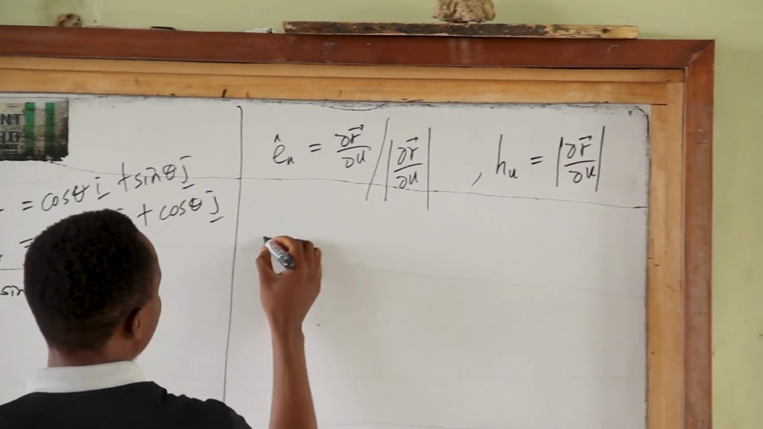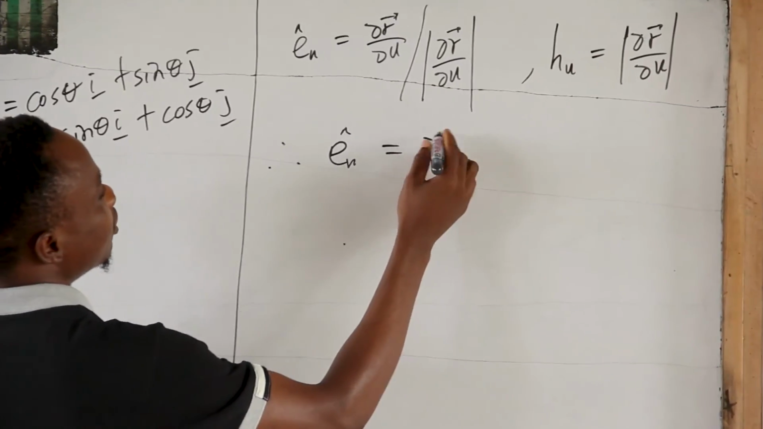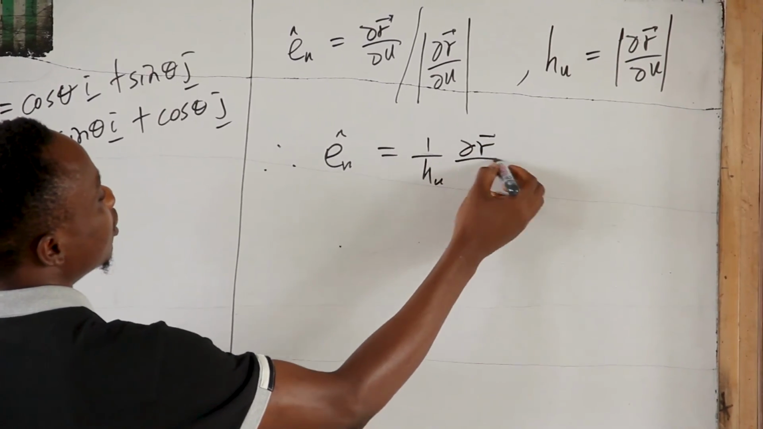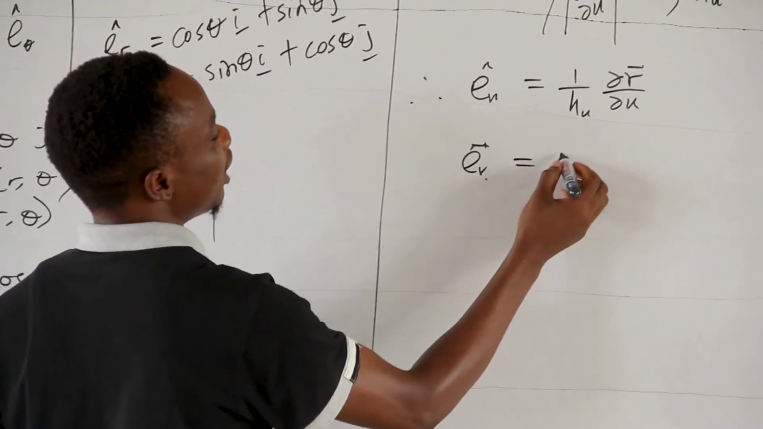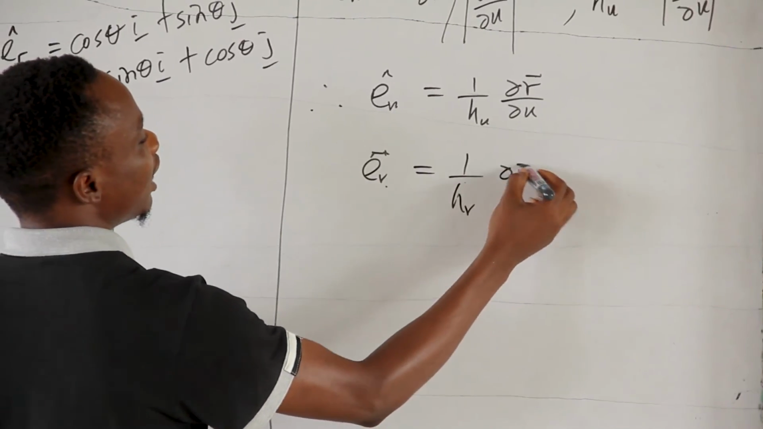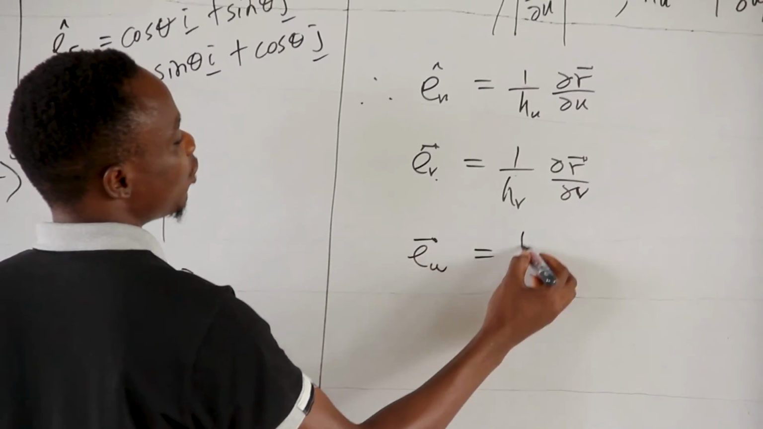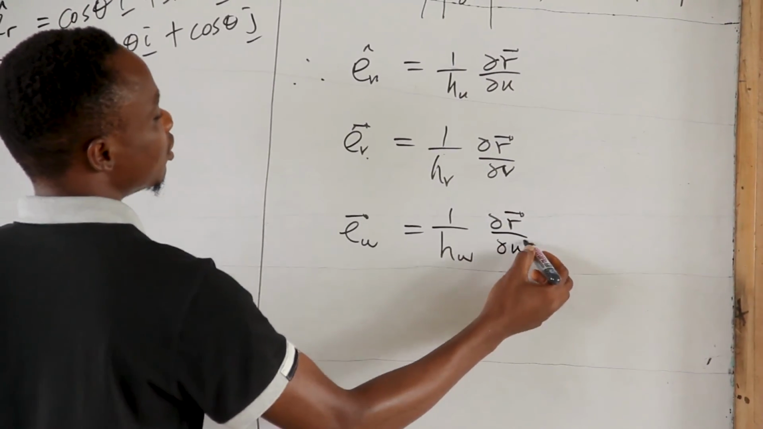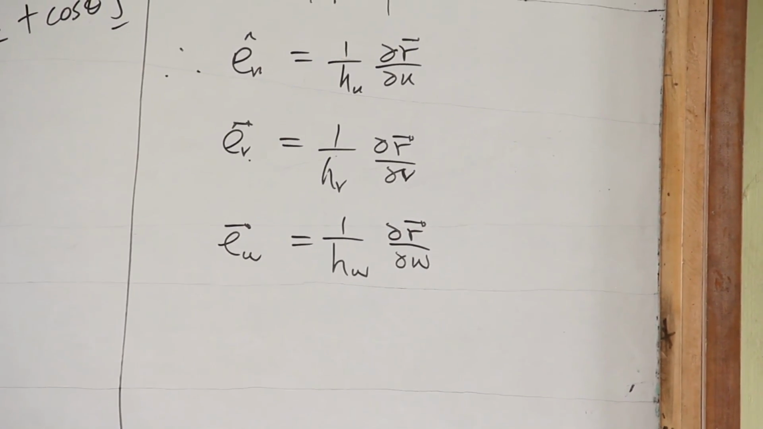So that means that I can write e_u as equal to 1 over H_u del r del u. I can write e_v as 1 over H_v del r del v. I can write e_w as 1 over H_w del r del w. Is it making sense? Is this clear? Yes, sir. Does this make sense? Yes.